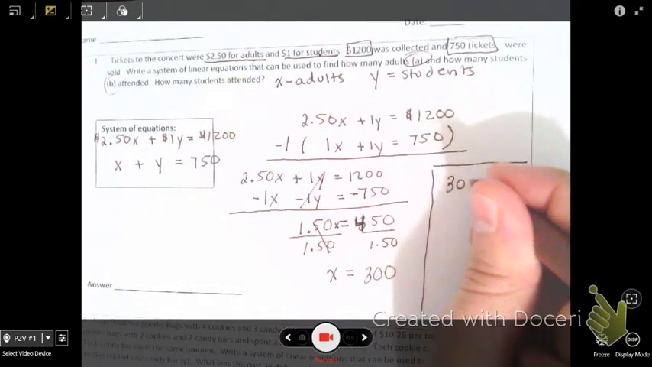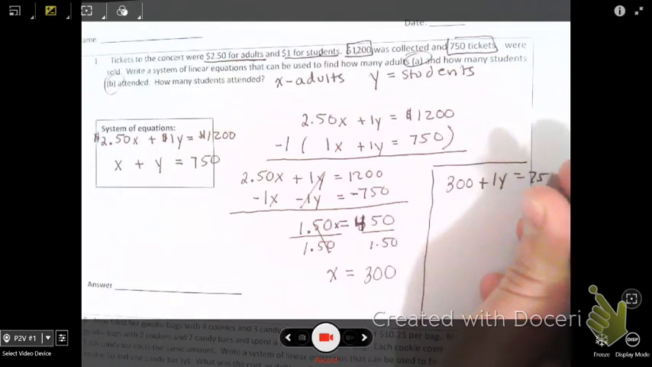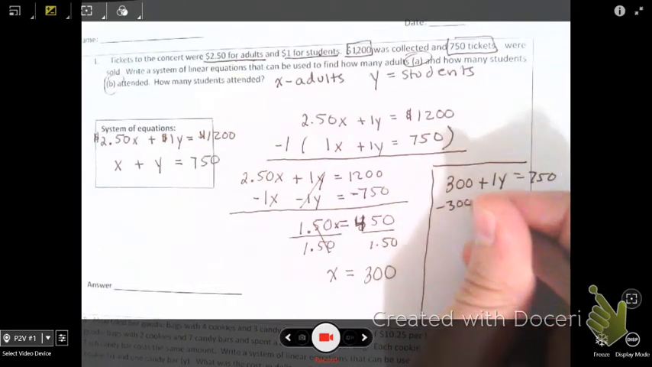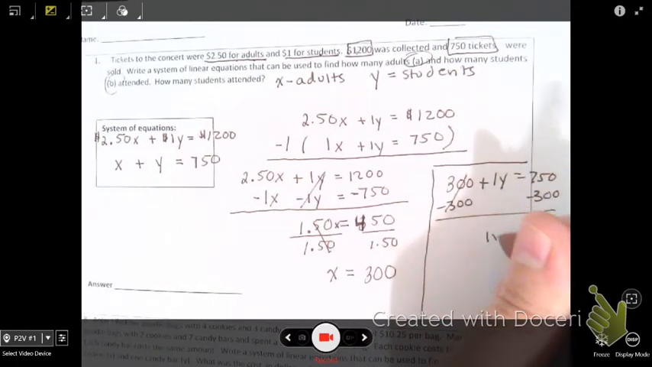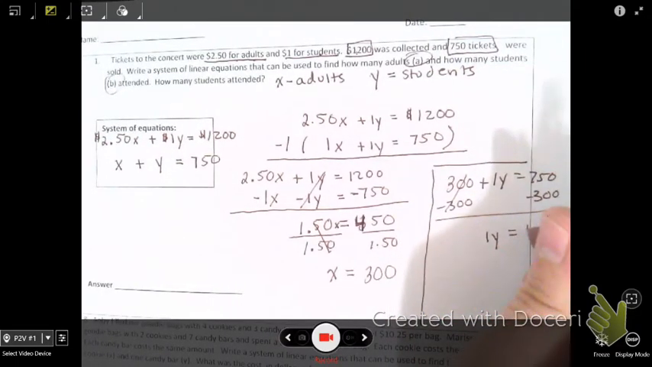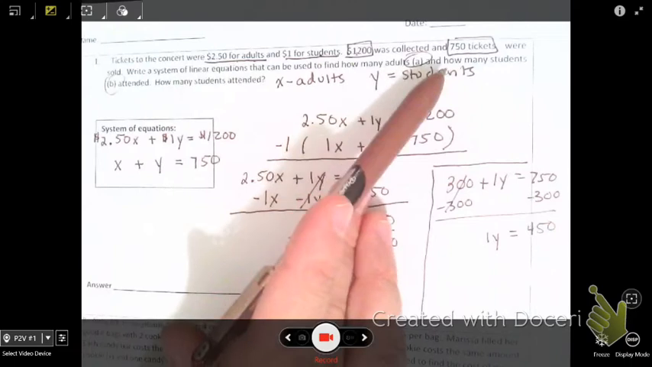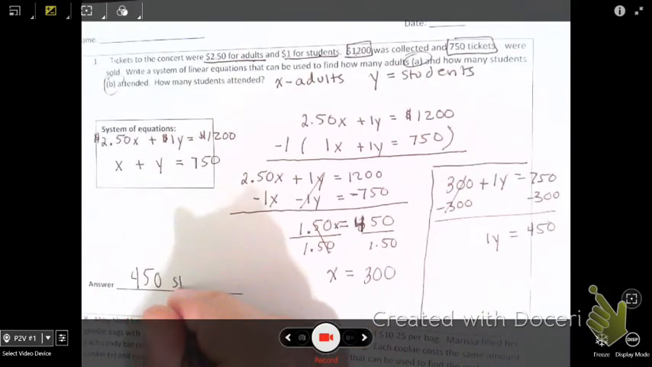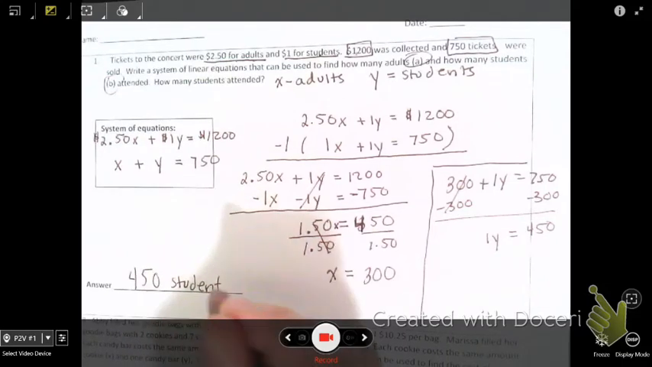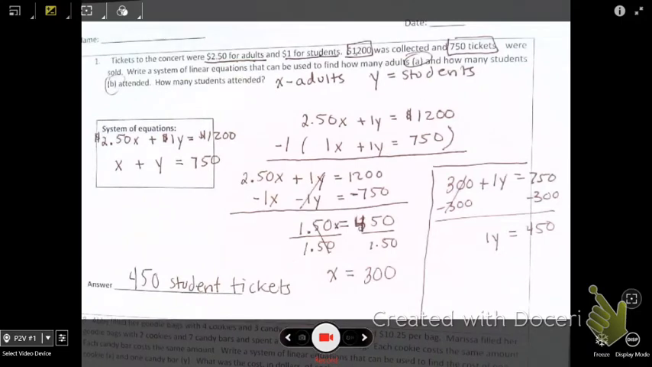Okay, now that we've gotten 300, I'm going to take that 300 and plug it in place of x. So 300 plus 1y is equal to 750. Subtract both sides by 300. 1y is equal to 450. So, how many student tickets were sold? 450 student tickets. And that's my answer to this system of equations.